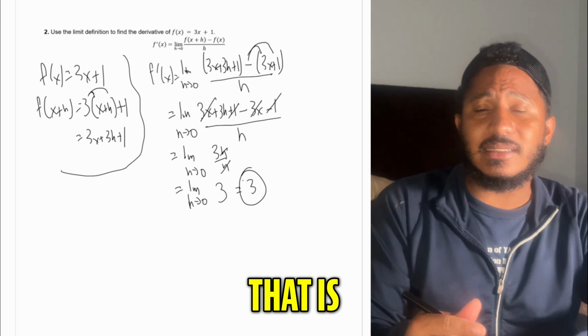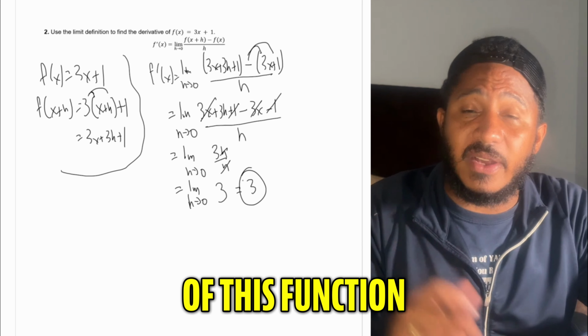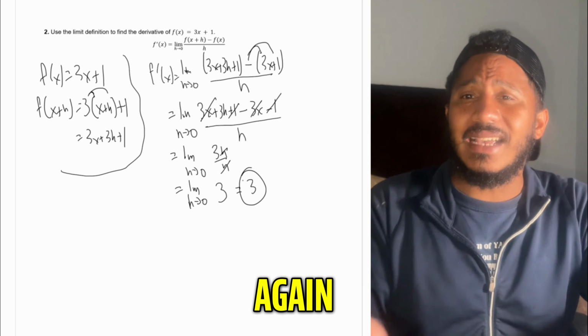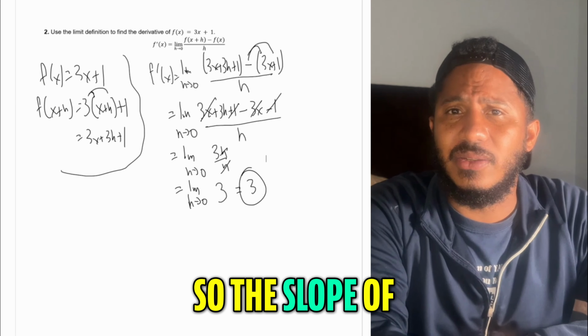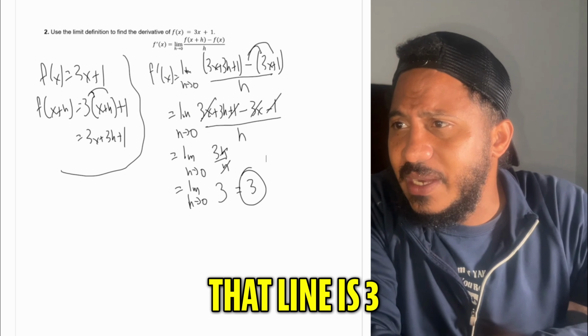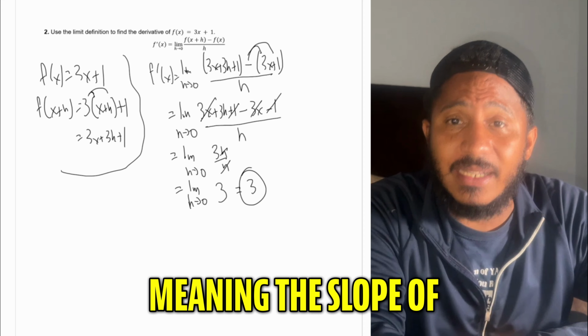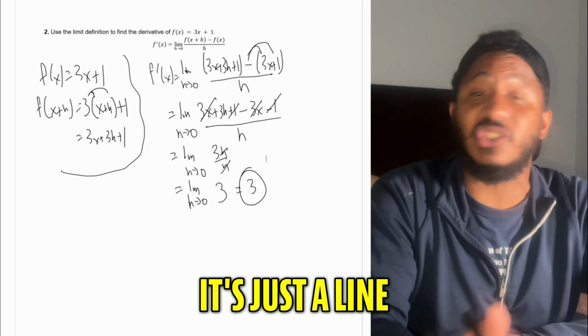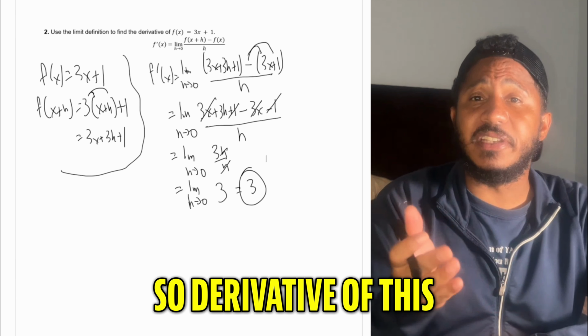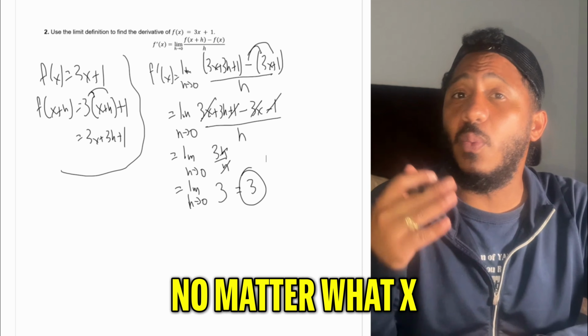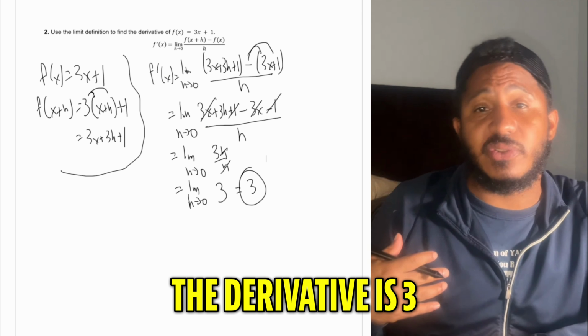Got it. That is the slope of our tangent line of this function, which makes sense. Again, this function is actually a line. So the slope of that line is 3, right? y equals mx plus b. So the slope of the line is 3, meaning the slope of the tangent line, it's not really a tangent, it's just the line, is 3. So the derivative of this function is 3. No matter what x value I plug in, the derivative is 3. Okay, let's try some more.